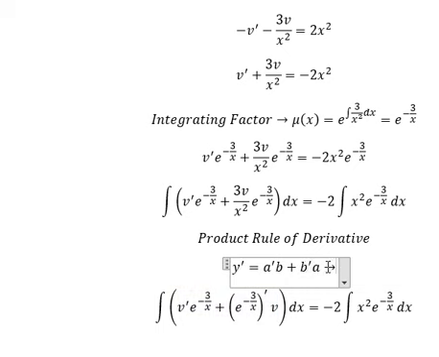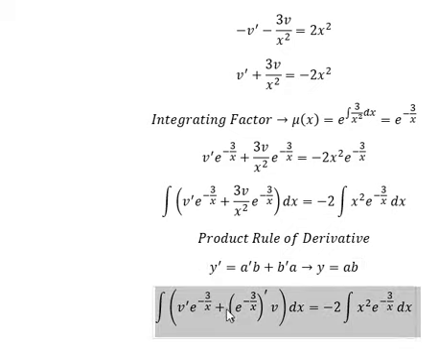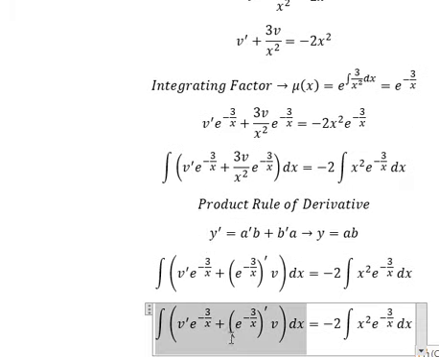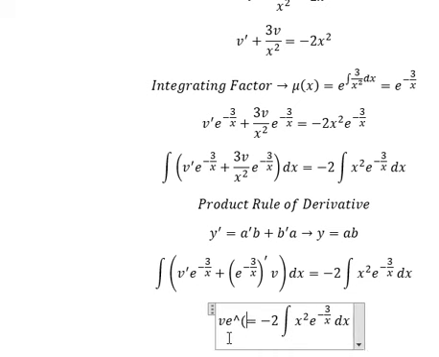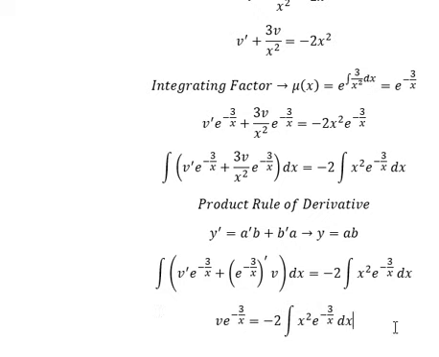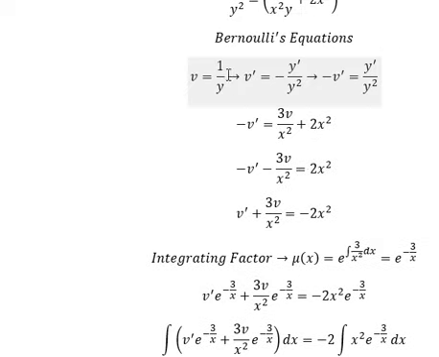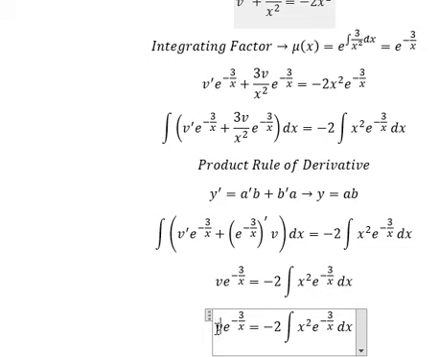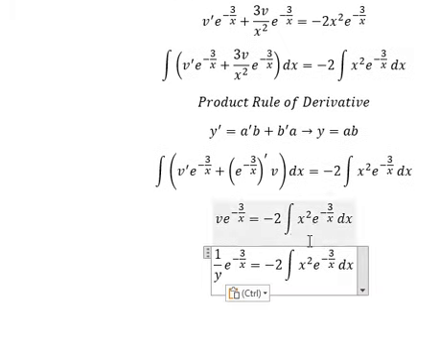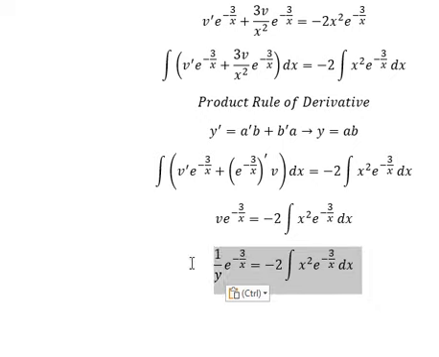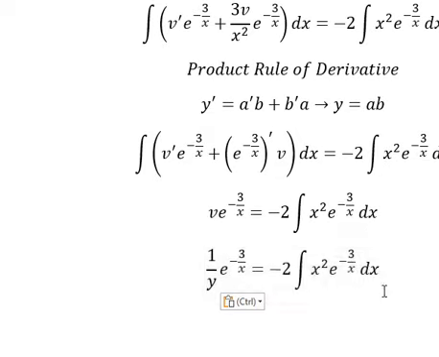So if we do this integration, we have y equals ab. So the integration of this one, we have v e to the power of negative 3 over s. About v, that is this one. This integration is so complicated, so I will keep it like this, and here is the final answer. This is the end.